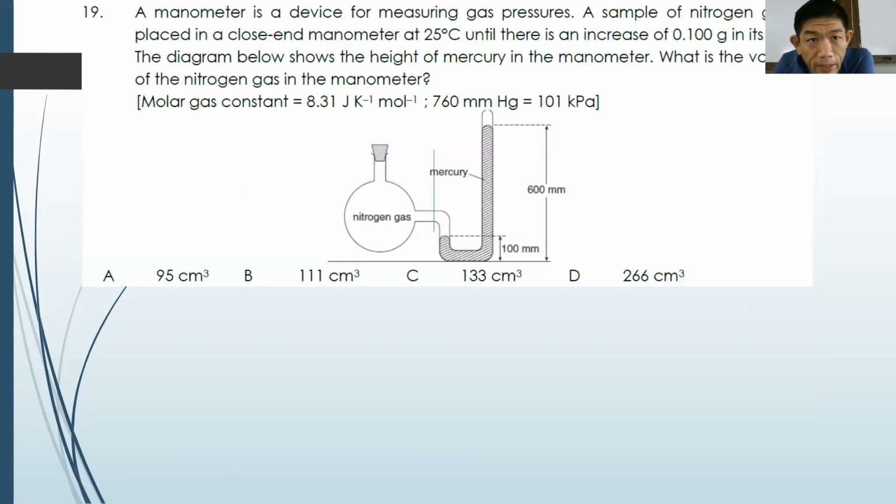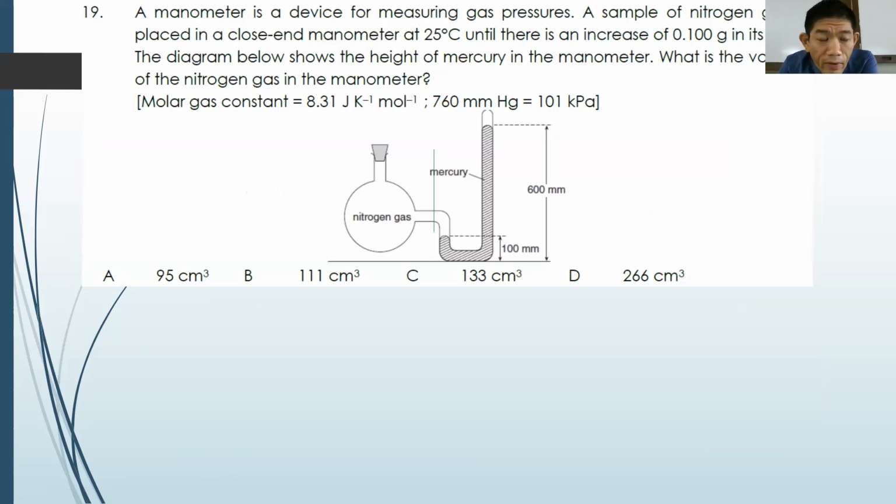Number 19, a manometer is a device for measuring gas pressure. A sample of nitrogen gas is placed in a closed-end manometer at 25 degrees Celsius until there is an increase of 0.1 gram in its mass. The diagram below shows the height of the mercury in the manometer. What is the volume of the nitrogen gas in the manometer?